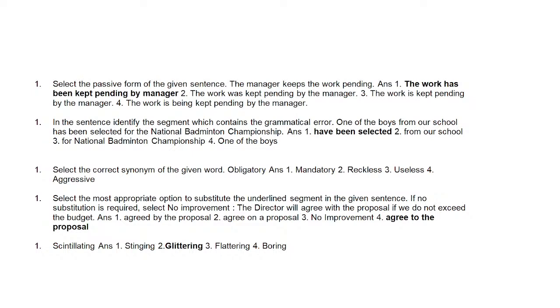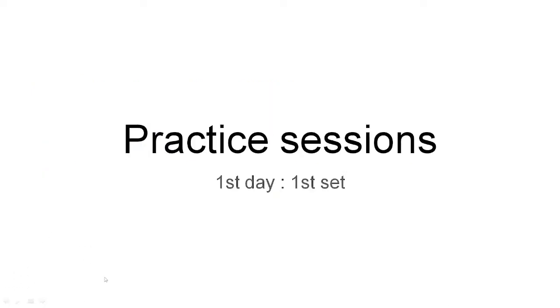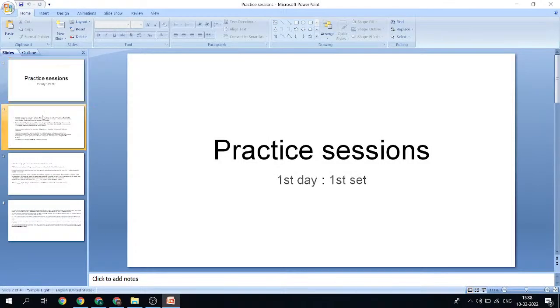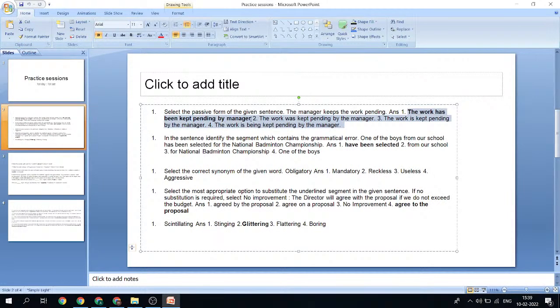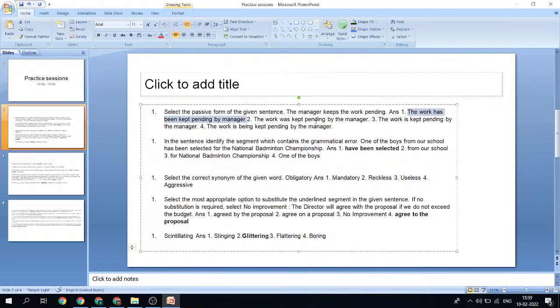If it is like this, that the manager keeps the work pending, will it be: the manager has been kept, the work has been kept pending by the manager? No, we will not do it like that. I have done this so that I could explain each of them. Okay. It is a common mistake that people usually make. This sentence with "has been" sounds very nice.